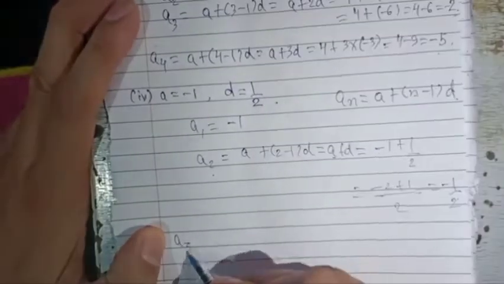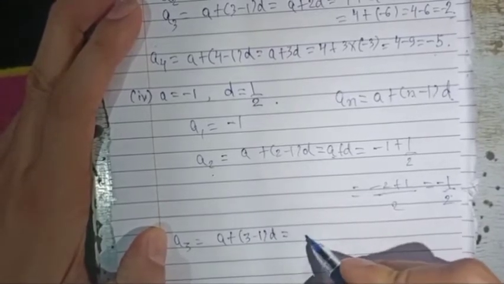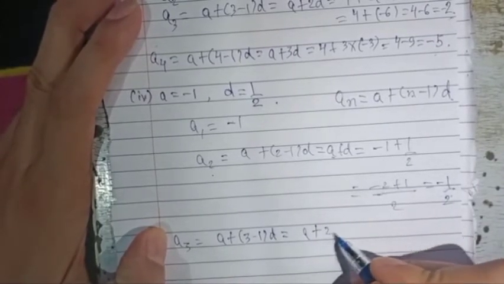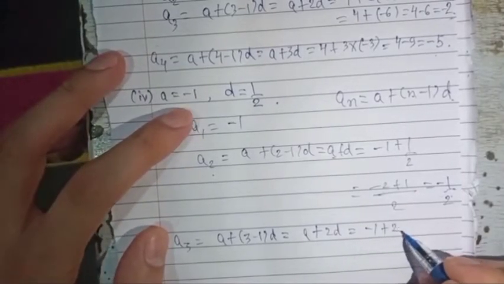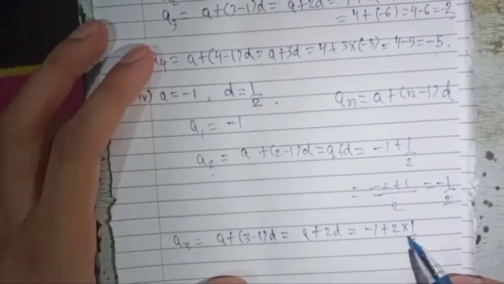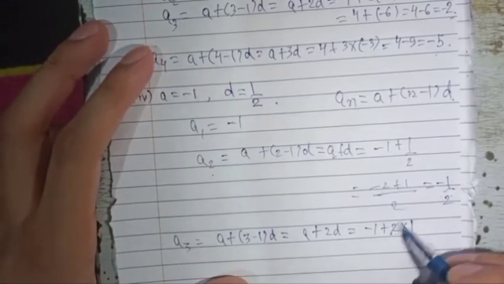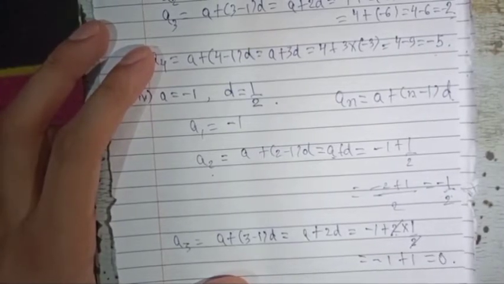Now the third term will be equal to a plus 3 minus 1 multiplied by d. So a plus 2d, and therefore a is minus 1 plus 2 multiplied with 1 upon 2. Now first of all, they will divide. So 2 and 2 will cancel out. You will get minus 1 plus 1, and it is equal to 0. So that will be your third term.